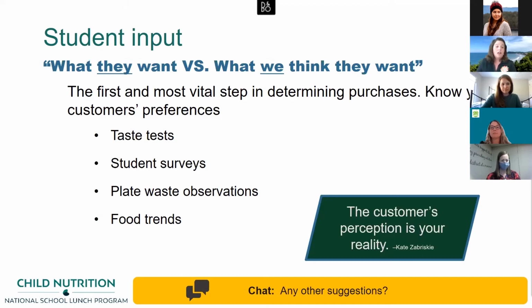Plate waste, if you can observe plate waste right now because you have fewer kids in school, maybe the methods in general are different, but you still should look at that plate waste. That can sometimes dictate, especially if you have two campuses, two elementaries serving the same thing. One campus loves an item, the other campus doesn't. They have a lot of plate waste, you've noticed. Well, maybe look back to find out why.